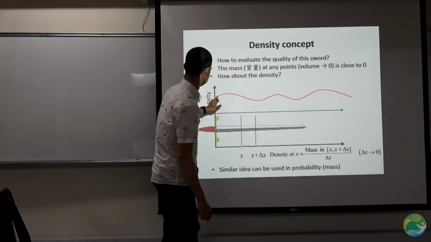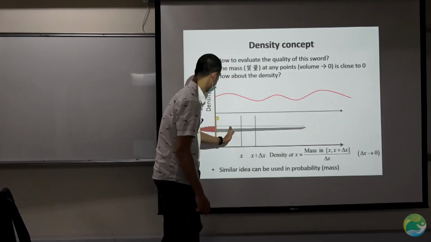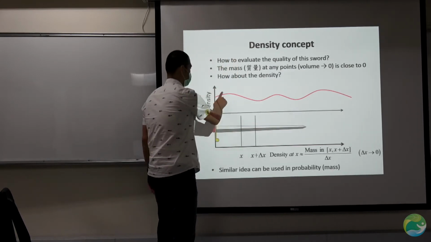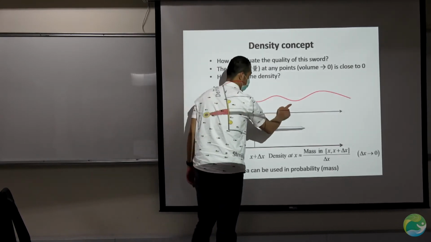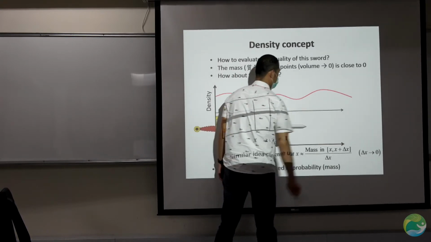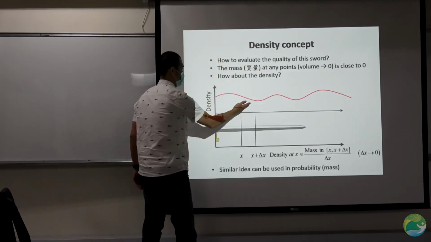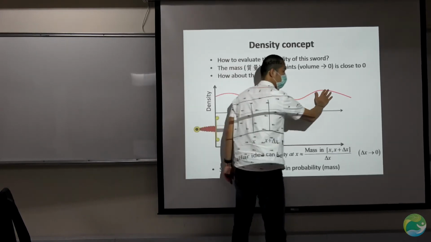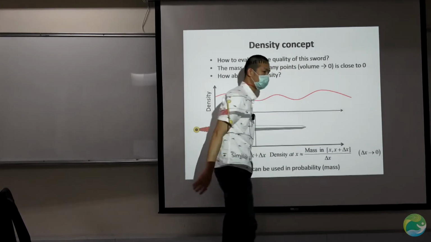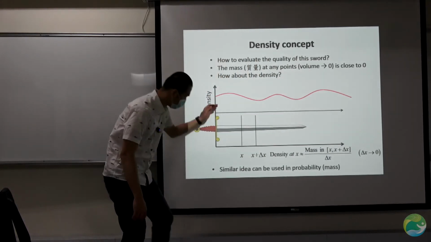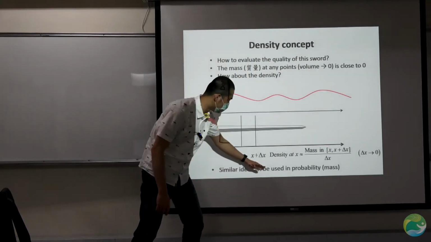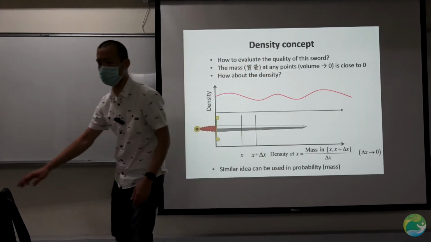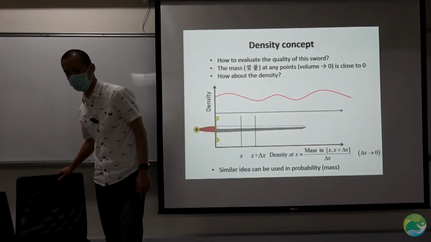Then we measure the density for each location. Then we can have this density profile of this sword. Then we can know, here the quality is not so good. Here the quality is very good, okay? A similar idea can be used for probability.